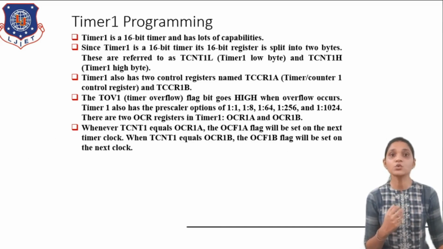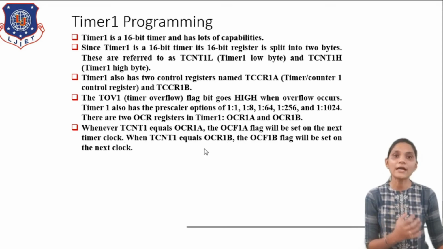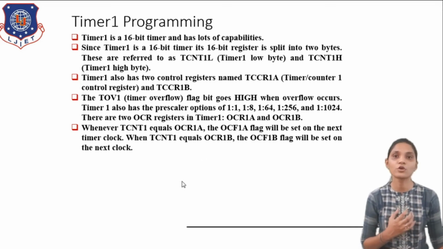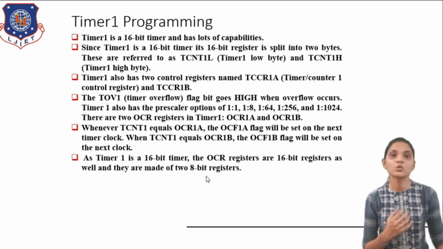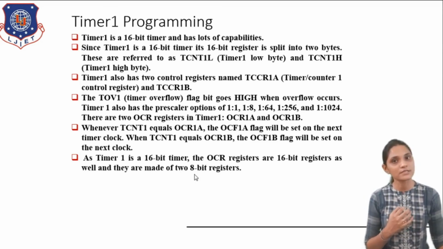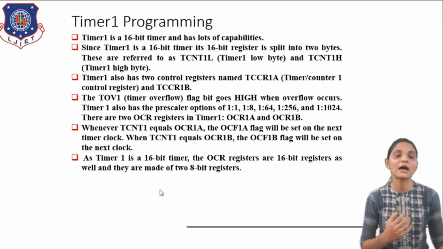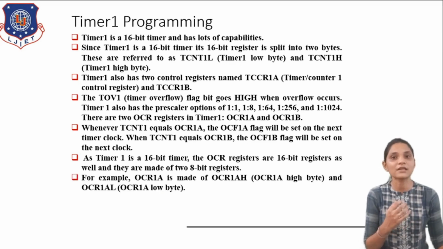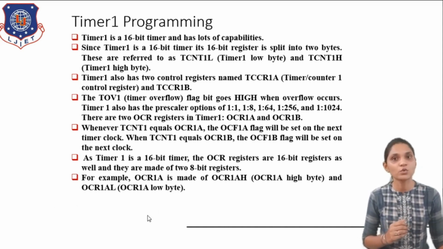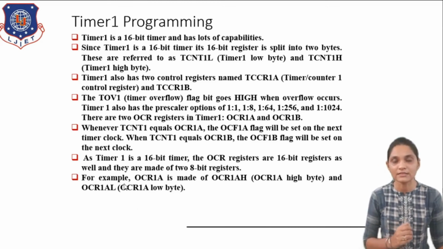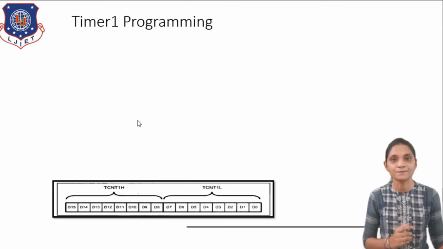Here you have two output compare registers that you can compare with the TCNT, and depending upon that comparison, one of the flags is going to be set. As timer 1 is a 16-bit timer, these OCR registers are also 16-bit and are made of two 8-bit registers. For example, if we consider OCR1A, then it is made of OCR1AH and OCR1AL, that is the upper byte and the lower byte.